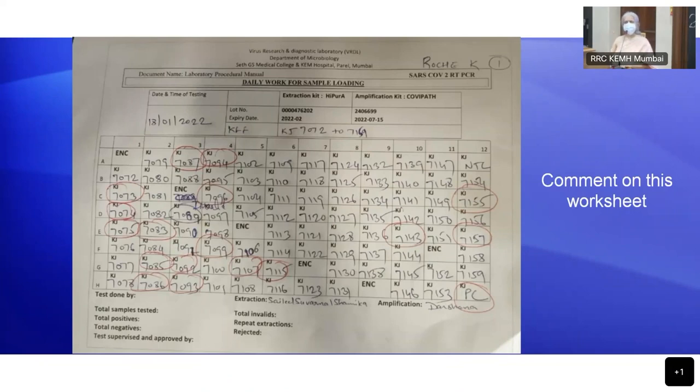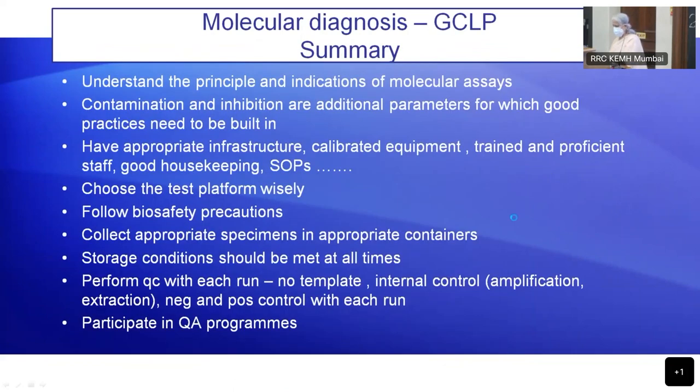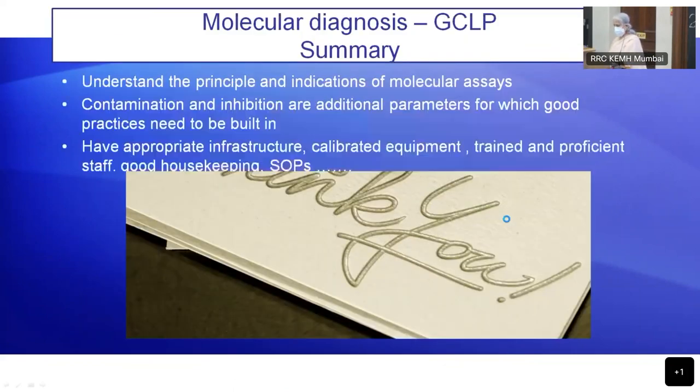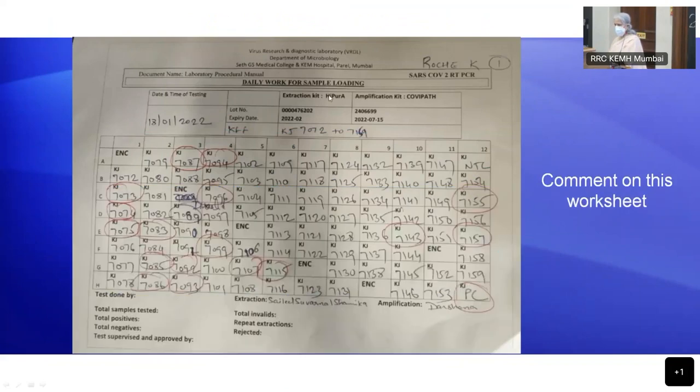So what did we do? We looked at the Kingfisher. You can see the extraction here. The extraction kit that we use is an automated magnetic bead-based extraction machine, the Kingfisher itself. So this gave us the idea that it is not just the reagents and consumables that can get contaminated. Even the automated equipment that you have in your lab can get contaminated.